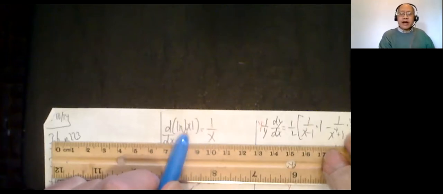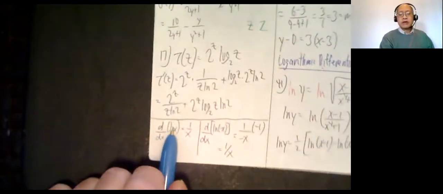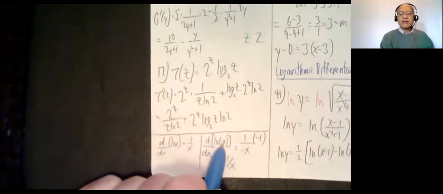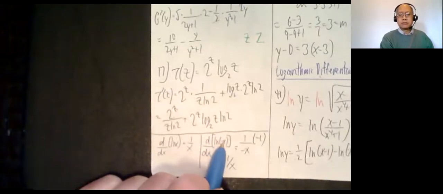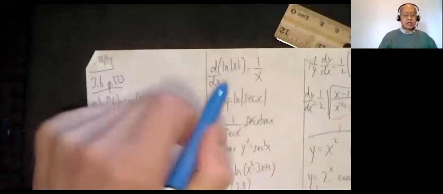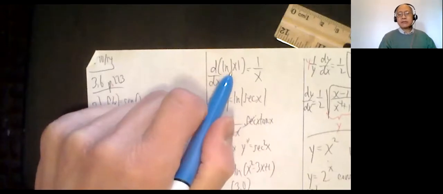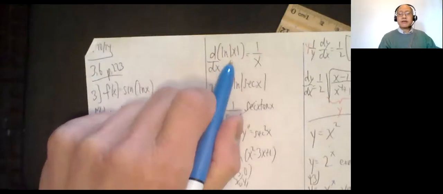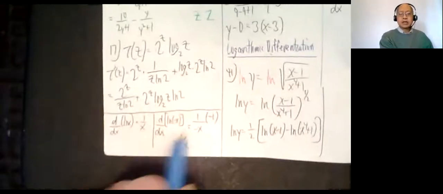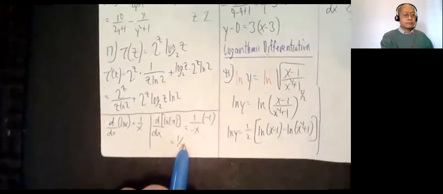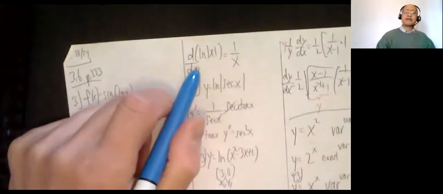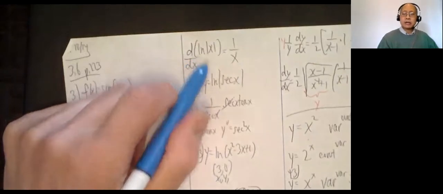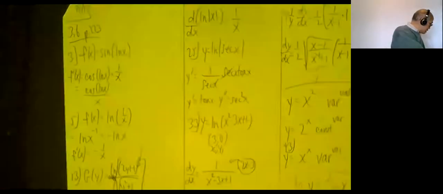You might recall absolute value of x can be defined as either x if x is greater than or equal to 0, or negative x if x is less than 0. That's the definition of absolute value. It's the same thing if it's positive, in which case I have this. But absolute value of x is the opposite of x if x is negative, so I have this. In either case, the derivative came out to be 1 over x. So now I can say the derivative of natural log absolute value of x is also 1 over x.